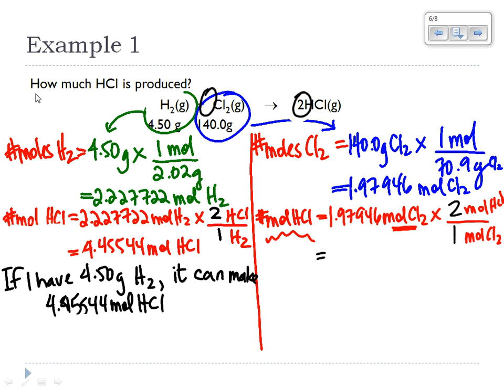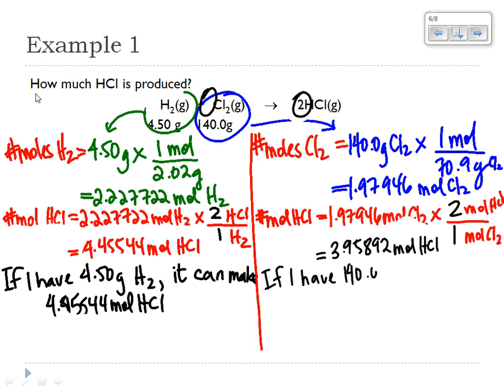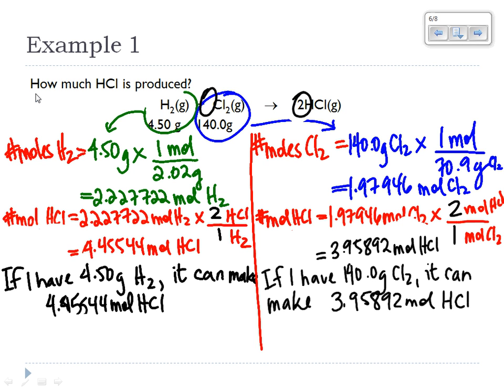So I take my answer, times it by 2. I'm just going to clean this up a little bit. And I get 3.95892 moles of HCl. So this number means, it's a separate calculation, if I have 140 grams of Cl2, I can make, however you want to word it, 3.95892 moles of HCl.